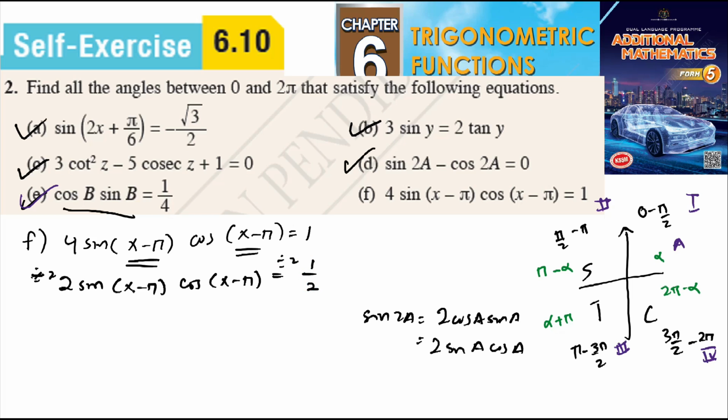So when we have this form, 2 sine a cos a, here we get 2 sine x cos x is equal to sine 2a. So sine of 2x minus pi is equal to 1 over 2, right? So this one is the angle. So we use the reference angle. If this one is equal to this one, alpha is equal to sine inverse of 1 over 2. So here we are supposed to get pi over 6.